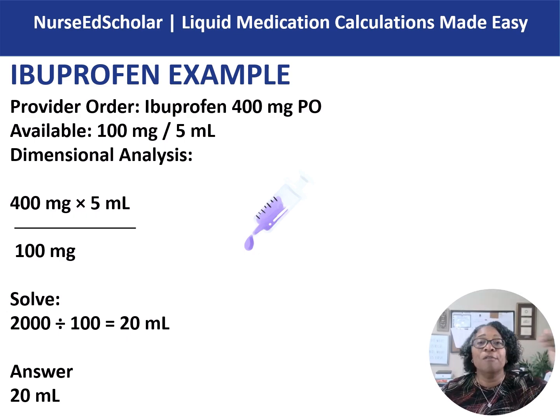So let's look at it. 400 divided by 100 is 4, and 4 times 5 is 20. Kind of simple, but the idea is for you to get used to doing this.